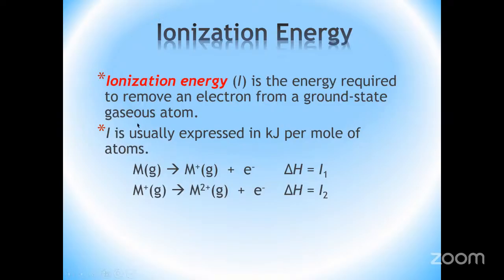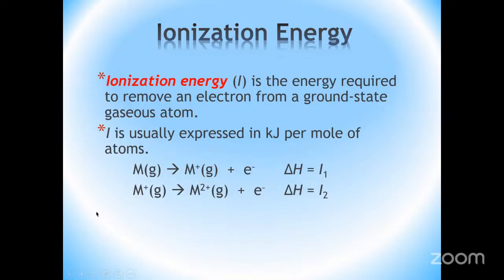It is the energy that is required to remove an electron from a ground state gaseous atom. So imagine you have an atom which is in a gaseous state and it loses an electron. In order for that to take place, energy is required. And as you can see in this hypothetical example, when the electron is lost, of course, a plus charge is left behind on the ion that is formed.